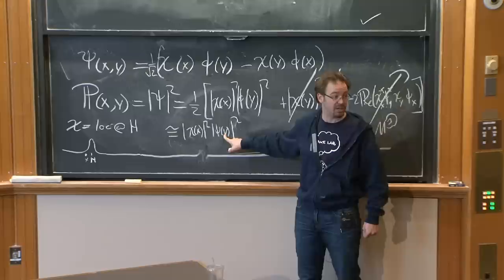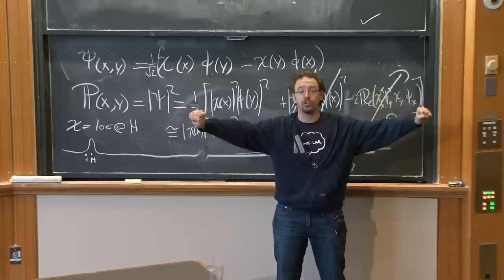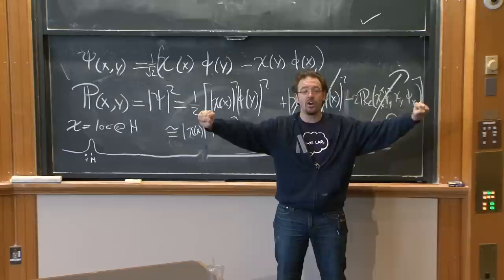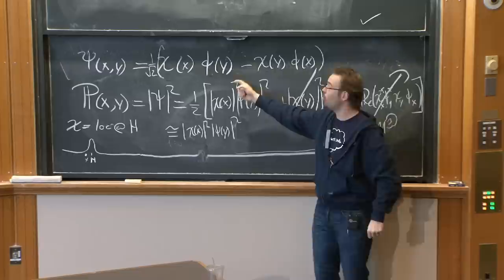Cool? So the important thing is, when fermions are separated and the wave functions are localized, you can treat them independently. When the fermions are not separated, or when their wave functions are not localized, you can't treat them independently, and you have to include all the terms.